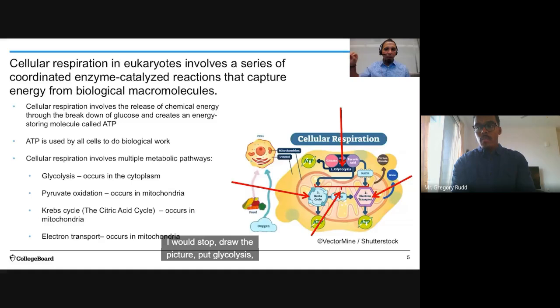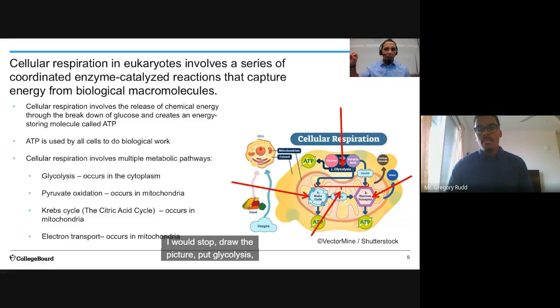I would write that somewhere on the side. We do see this term come up a lot, especially oxidation. We see it come up a lot because we need electrons for the electron transport chain. So they have to come from somewhere. And in this case, we get them from pyruvate oxidation.